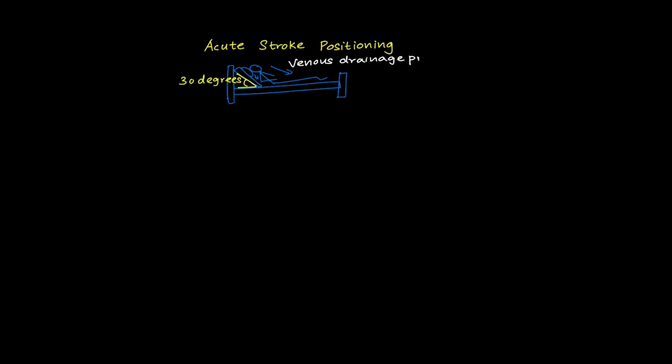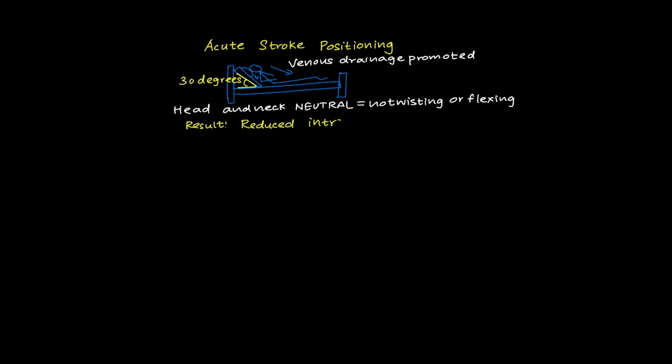It promotes venous drainage from the brain through the jugular veins, which helps reduce intracranial pressure. Keeping the head and neck neutral, no twisting, no flexing, prevents kinking of those veins. Lying completely flat impedes venous drainage and increases intracranial pressure, which worsens cerebral edema and extends the stroke damage.